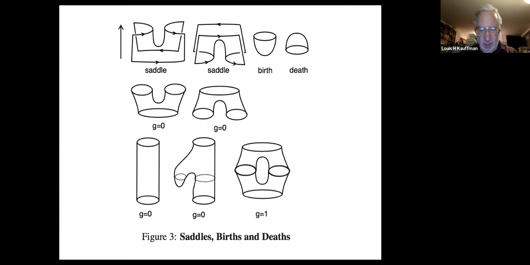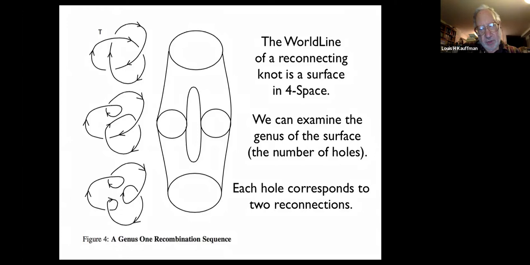And so you could look at the evolution for a trefoil knot, the one that we were looking at before, where I went through one reconnection to get to a Hopf link in the middle and another reconnection to get to an unlink at the bottom. And the surface that's traced in four space, the world line of this object, is genus one. And so we can think about the relationship between genus and reconnection number. Every increment of genus corresponds to two reconnections. Each hole in the surface corresponds to two reconnections.